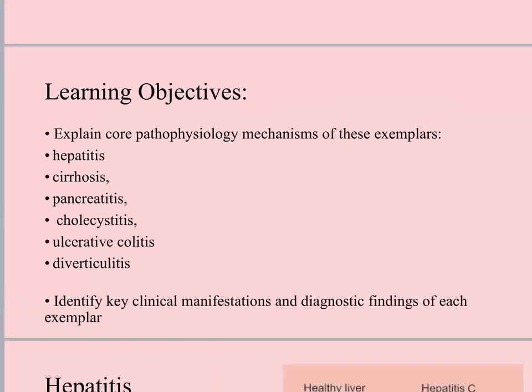Today we will be explaining the core pathophysiology of these exemplars: hepatitis, cirrhosis, pancreatitis, cholecystitis, ulcerative colitis, diverticulitis, and we will be identifying key clinical manifestations and diagnostic findings of each one. So let's get started with hepatitis.